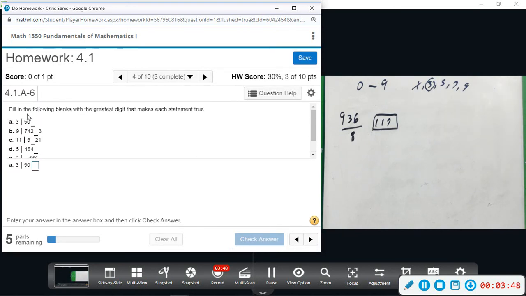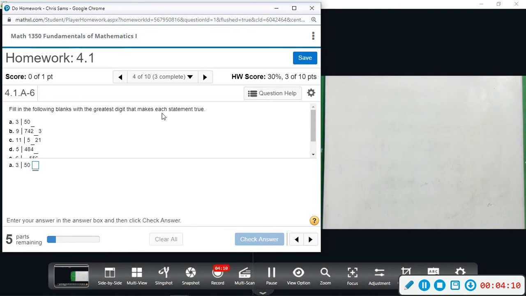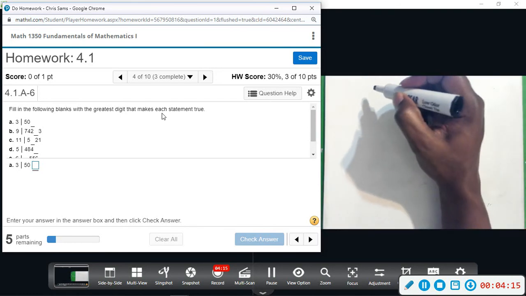Okay, so part 4, we're going to fill in the blanks with the greatest digit that makes each statement true. So 3 divides 5, what? Okay, so we want to pick the biggest digit that makes it true. So the divisibility rule with 3 is if you add up all of these numbers, the sum has to be divisible by 3.